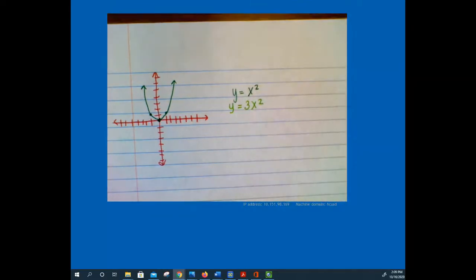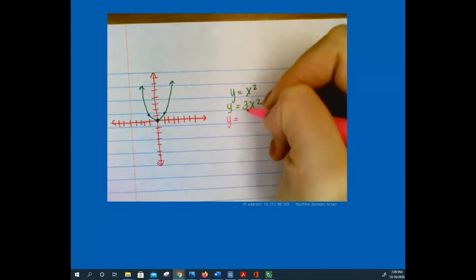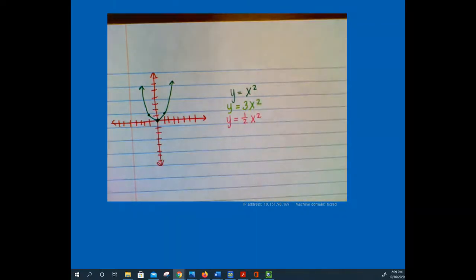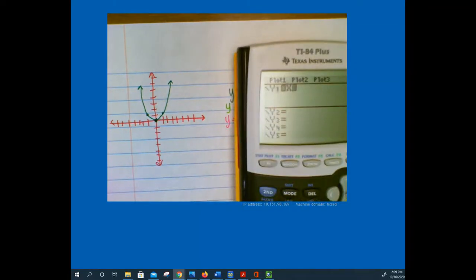And then on the other side, you'll have things where there's a fraction. So instead of a bigger than 1 and being 3, it'll be something like 1/2 x squared. And these are kind of hard to see. So what I'm going to do is I'm going to put in the parent function this time and then put in 3x squared. And let's make our new one be a darker line so we can see the difference. So there's the parent function, and there's the y equals 3x squared.